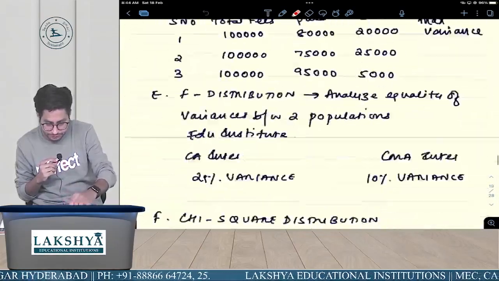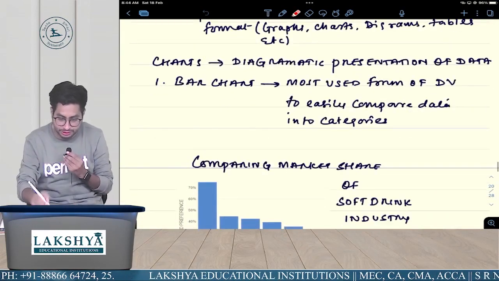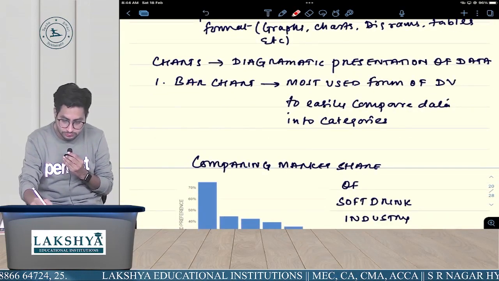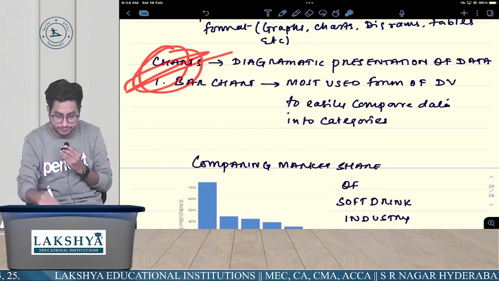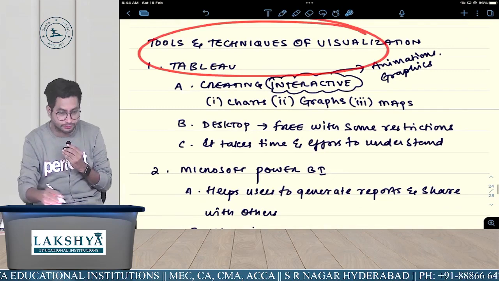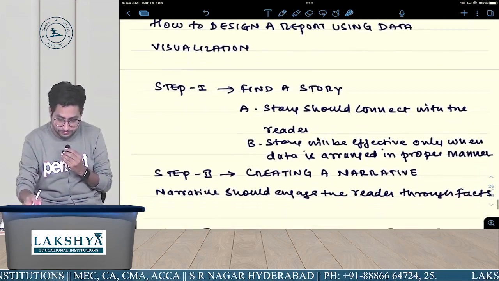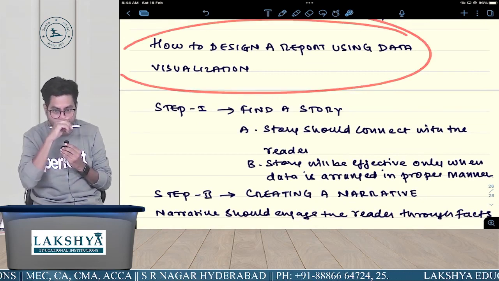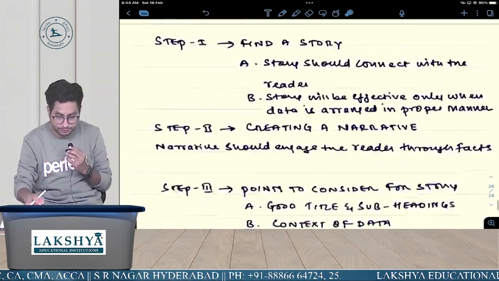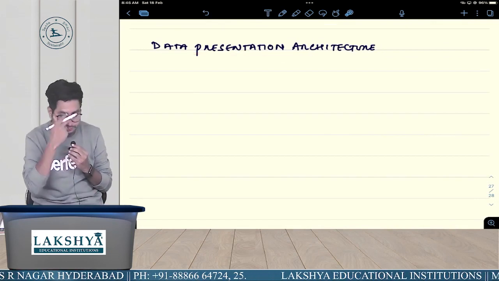In this chapter, chapter 3, data presentation, we have completed charts, that is, types of charts. Then we have completed tools and techniques for visualization. Then we have also completed tables. Then we have also completed how to visualize data and prepare a report. And now we started with data presentation architecture.